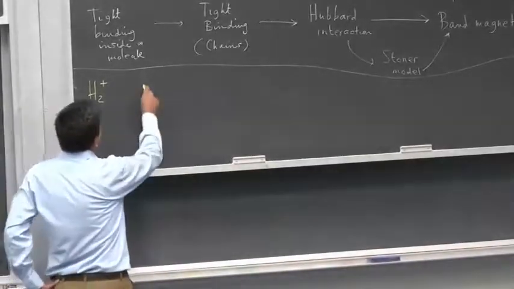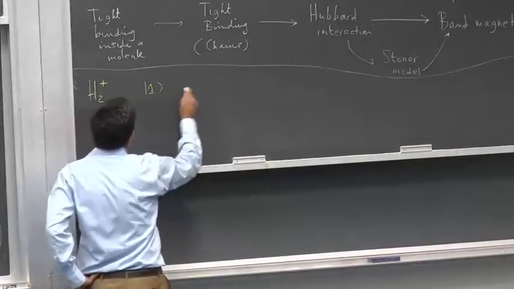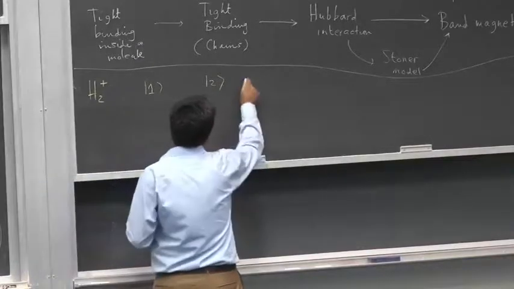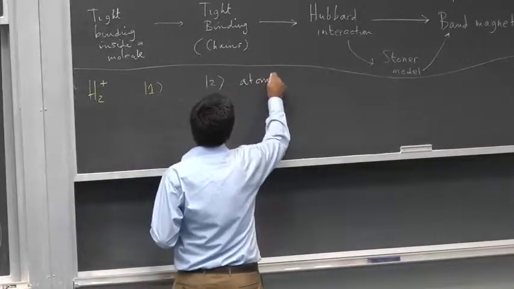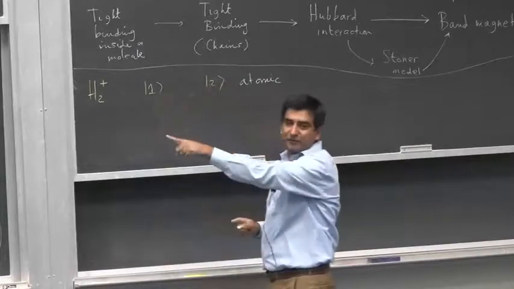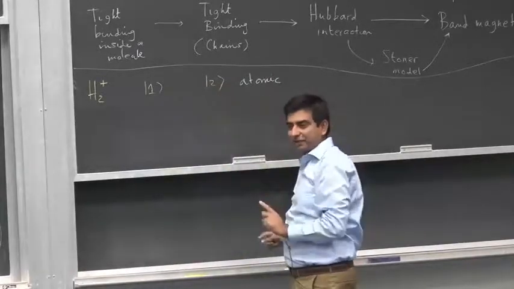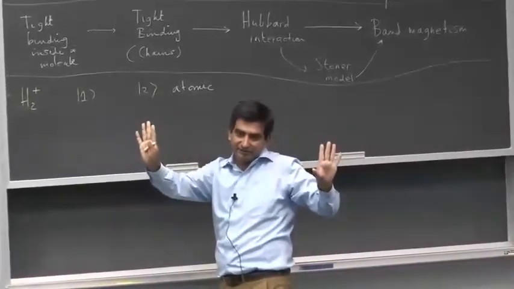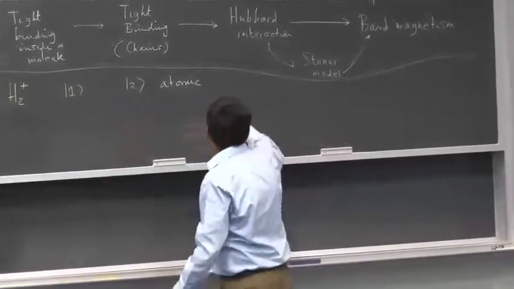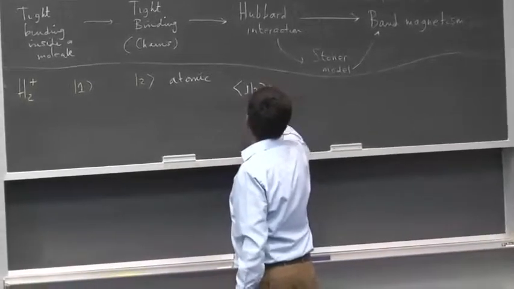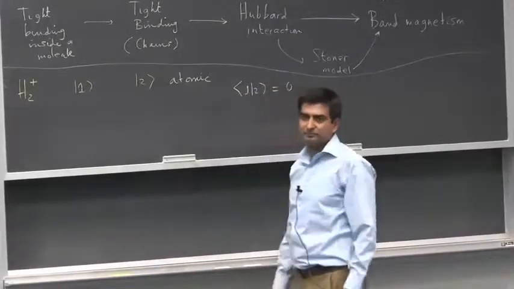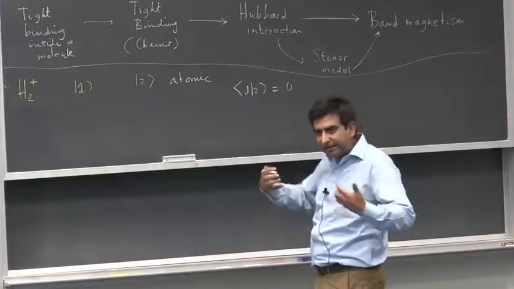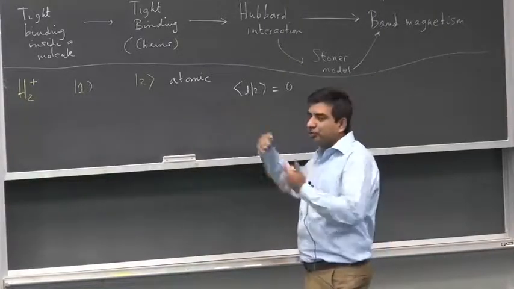Now suppose my atomic orbitals are denoted as ket1 and ket2. These are my atomic orbitals. This orbital sits with nucleus 1, this orbital sits with nucleus 2. Each nucleus has just one orbital, for the time being. And we also assume that the overlap between these orbitals is 0. It's not a good approximation, especially when the nuclei are close together, but let's assume for the time being that these are orthogonal orbitals.